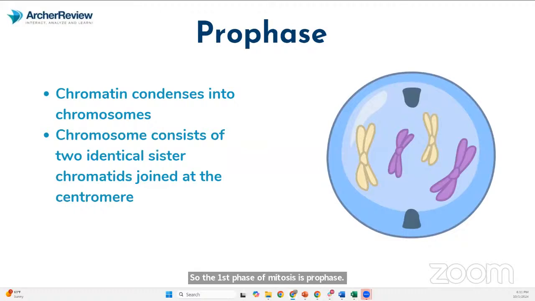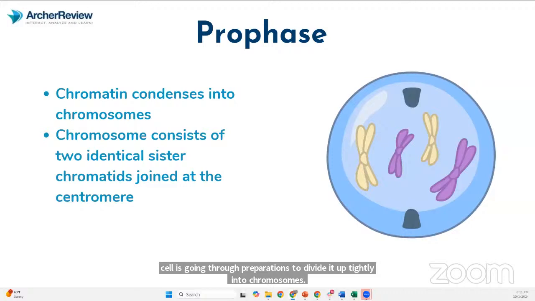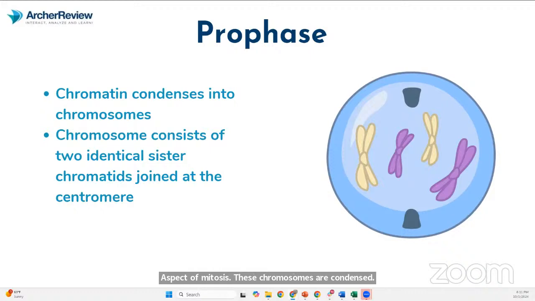And this is where our chromosomes are going to be fully visible. One thing that may not be apparent, not something we really talk about much, is that DNA really exists in our cells as chromatin, just kind of loose DNA within that nucleus. And it's not until the cell is going through preparations to divide that it coils up tightly into chromosomes. So in prophase, these chromosomes are condensed and they consist of 2 identical sister chromatids joined at the center with a centromere. That's that little round thing in the center.